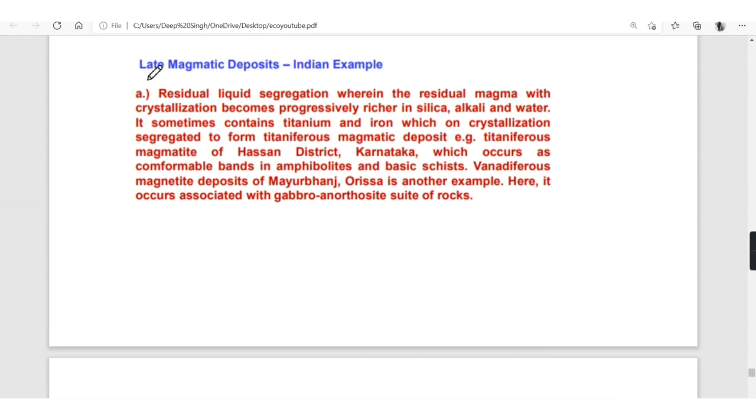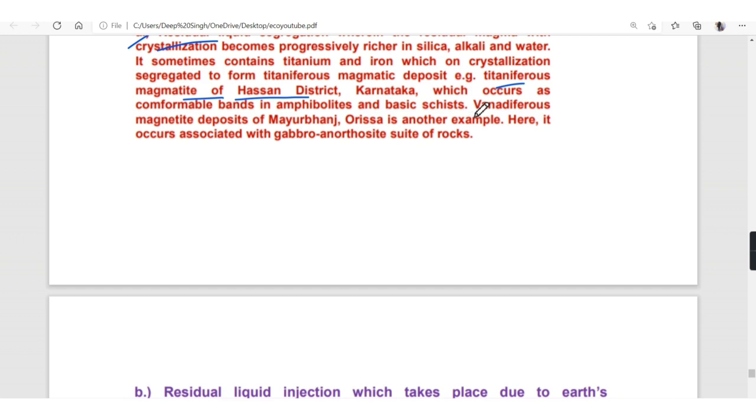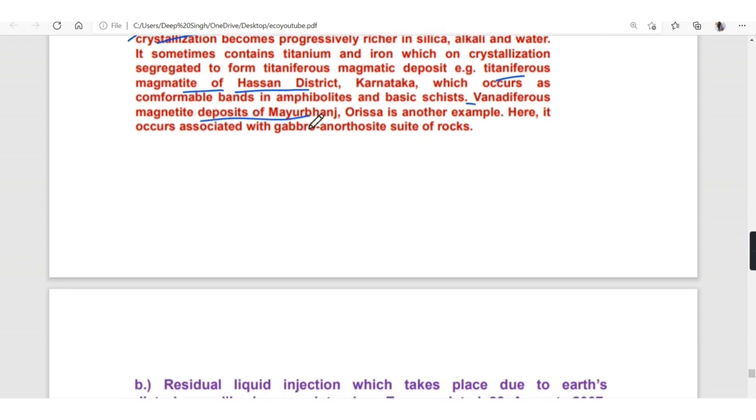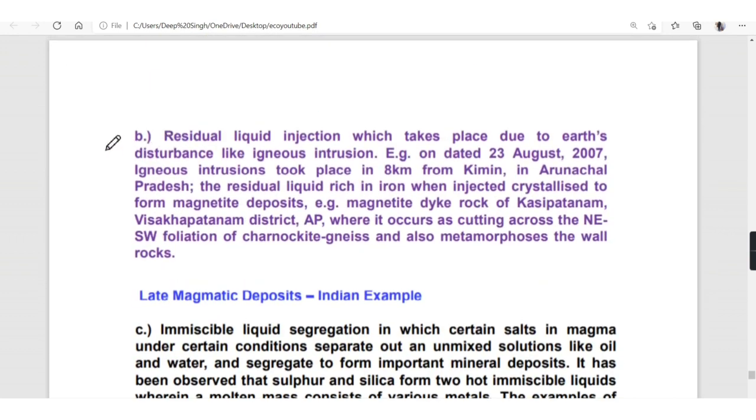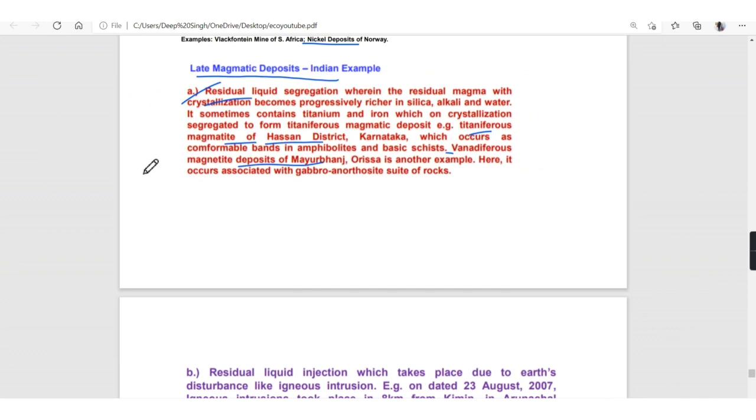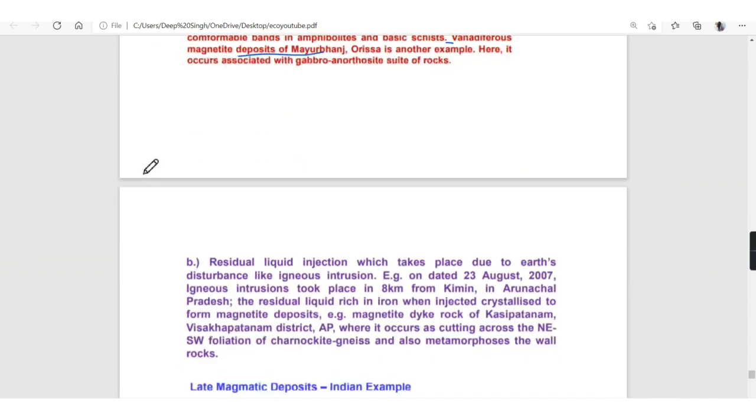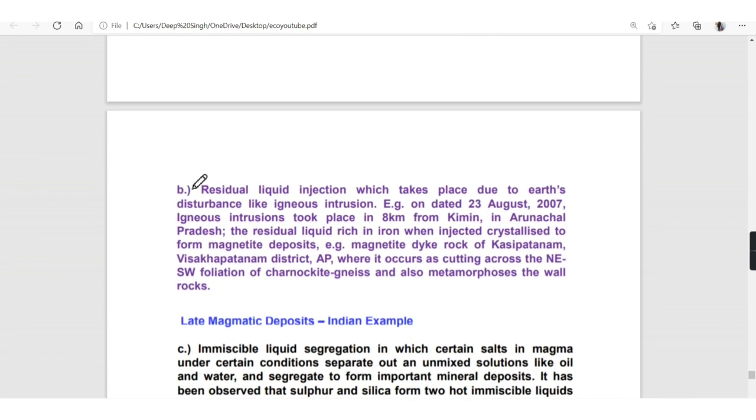For the late magmatic deposit, residual one, the Indian examples are titaniferous magnetite of Hassan district and vanadiferous magnetite deposit of Mayurbhanj. We have to remember the important ones, since they ask only the famous ones in the exam. That is why I am not focusing on the others. Residual liquid injection is in Arunachal Pradesh.